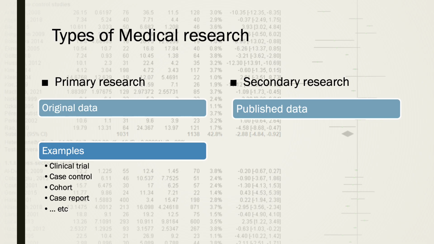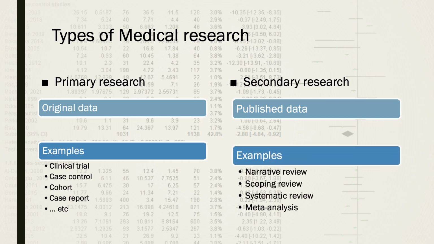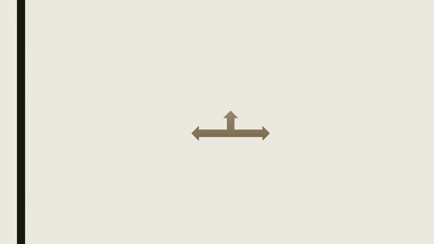While for secondary research, we have already published research papers. We have published research papers, and we draw conclusions from these papers, book chapters, and so on. For example, we have the narrative review, another name for literature review, scoping review, systematic review, and systematic review plus meta-analysis.